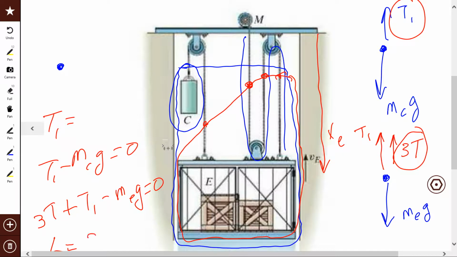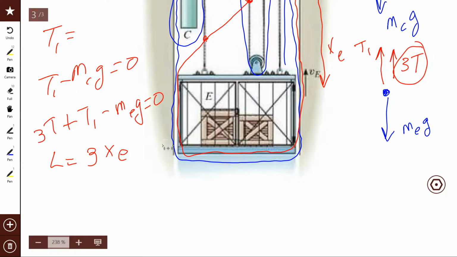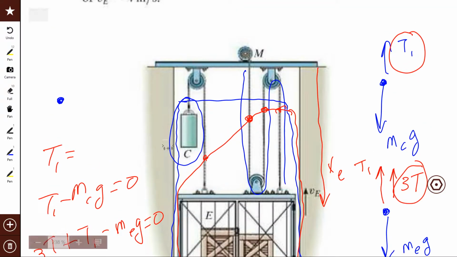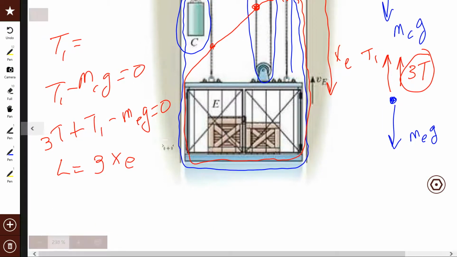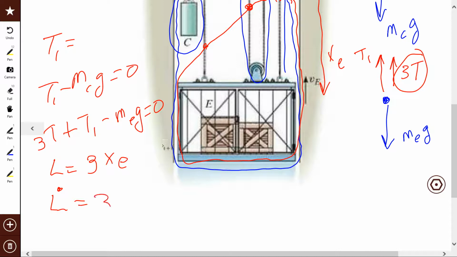Okay. 3XE, plus a bunch of constants. Take a derivative, what do you get? Don't tell me 0 equals. Is L constant? No. The rope is being pulled in, right? So it's L dot equals 3 times what? What's VE? Velocity of the elevator? Do I know it? It's 4. So L dot is 12.